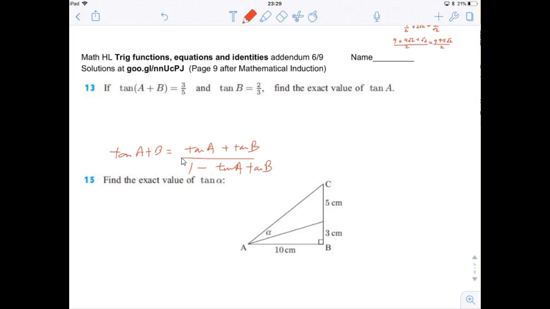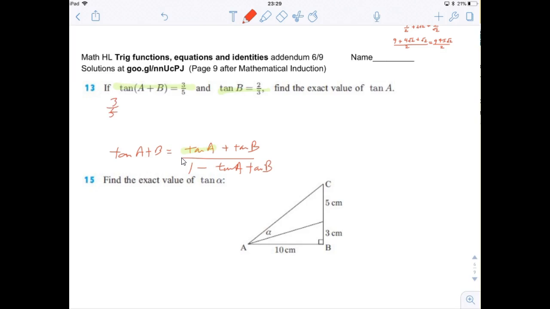And in this case, it's a little bit different than before, because before we always had this as the unknown, but now our unknown is going to be this, I think. Because you see how we know tangent of A plus B and we know tangent of B, but we don't know tangent of A? So it becomes like an algebra problem. So let's do the substitution.